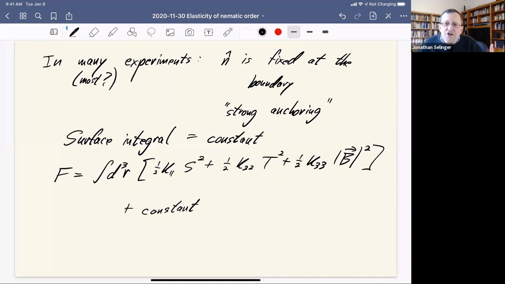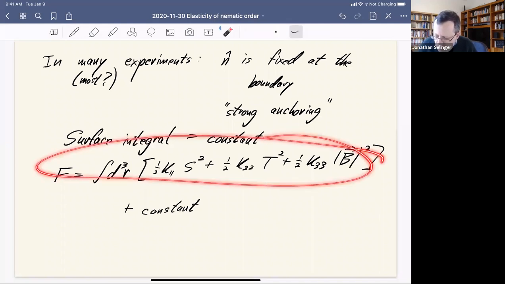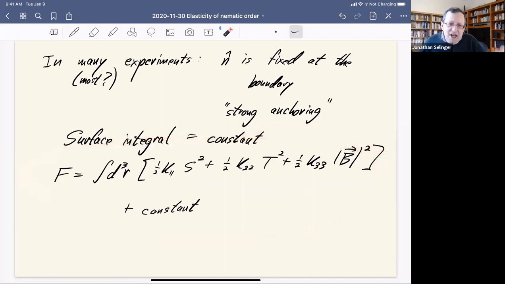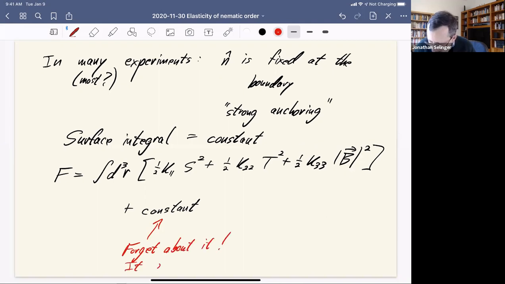And you know that constants don't matter in a free energy. Additive constants don't matter in a free energy because we're always trying to minimize a free energy. And if you're minimizing this stuff, or you're minimizing this stuff plus a constant, you get the same director field either way. Okay. So in those situations where this term becomes a constant, you can say, forget about it. It doesn't matter.